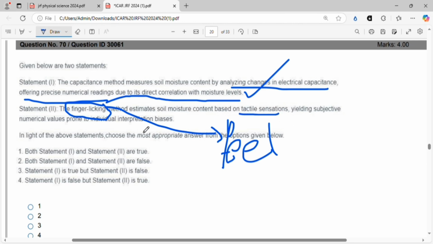Yes, because a single individual can interpret it in a certain way. Say you can interpret it as high moisture, whereas I can interpret it as low moisture. It is based on our own bias.